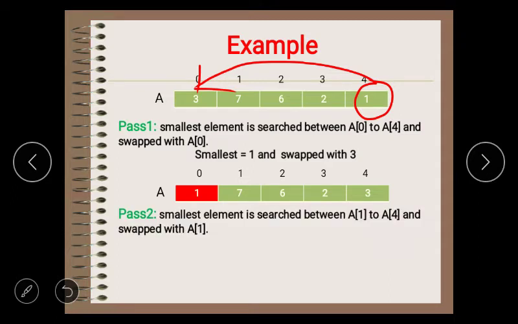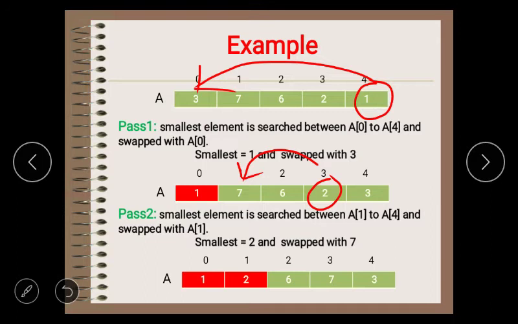In the second pass, the smallest element is searched between A[1] to A[4] and swapped with A[1]. In the above array, you can see that the smallest element is 2, and this element should be swapped with A[1]. What is A[1] here? A[1] is 7. So the 2 should be swapped with the element 7. After swapping, this is the array we will get. Here 1, 2 are sorted and the remaining 6, 7, 3 are unsorted.